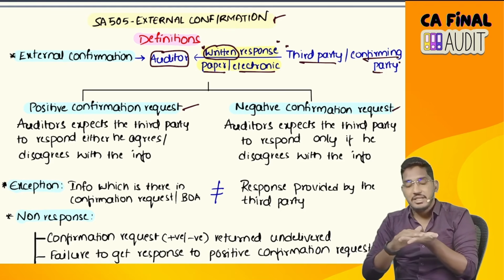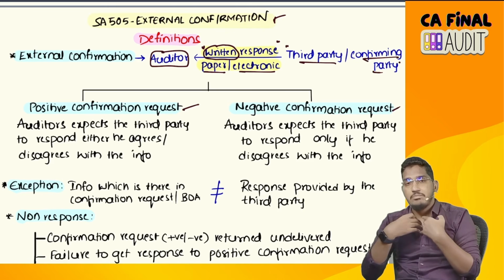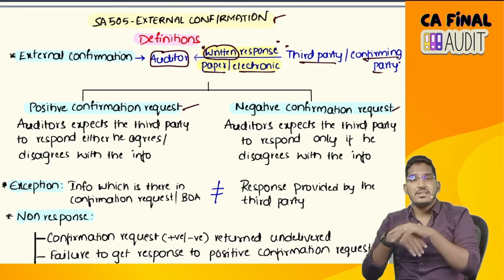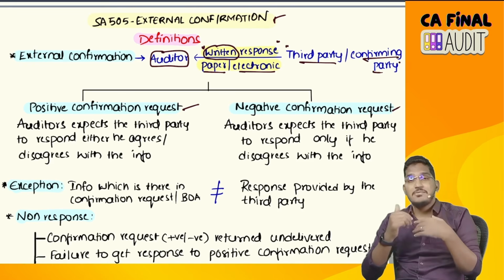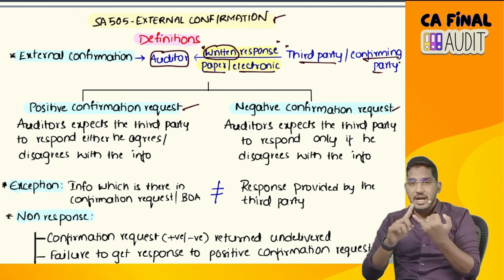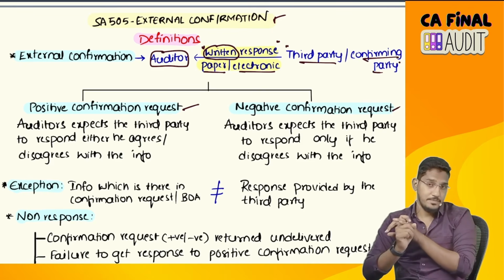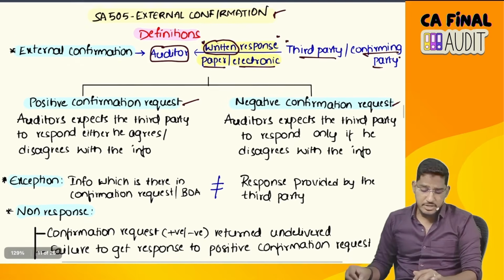For example, I'm drafting a confirmation request. In the letter, I'm saying: sir, I'm the auditor of so and so company. I came to know that you are a debtor. My client is saying your balance is this much. Please confirm whether you are required to pay this much amount or not. So I'm expecting the third party to respond, whether he agrees with the information or disagrees. Even if he agrees, I'm expecting a response. Even if he disagrees, I'm expecting a response. That I call a positive confirmation request.